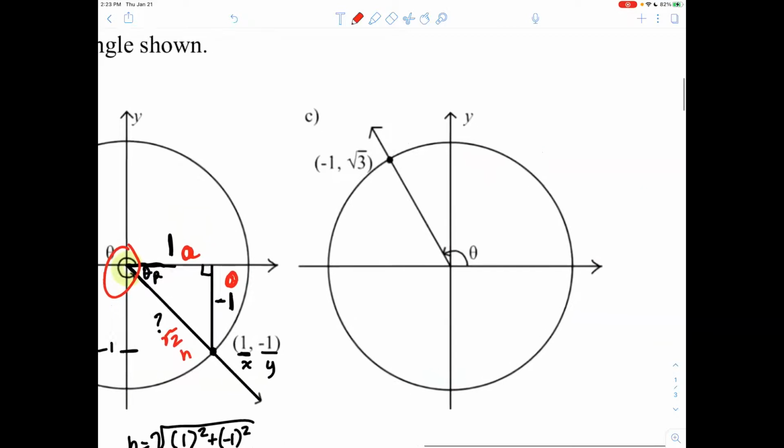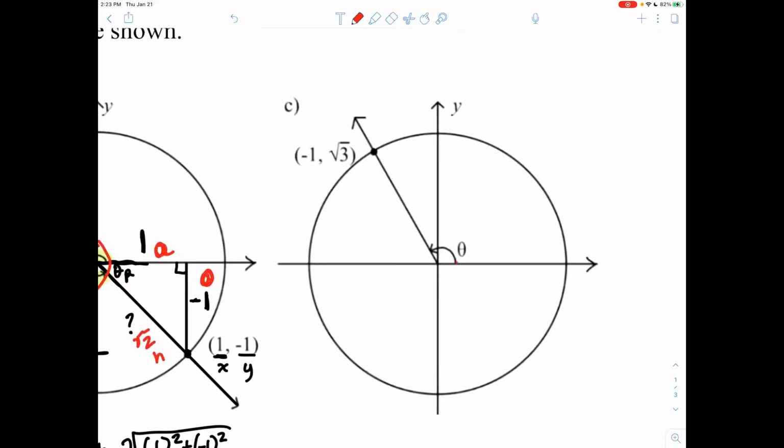Okay, so let's think about C. So C, angle theta, you have this acute angle here, and what we want is to create a right triangle. So we're going to take the point that's on the terminal side at -1, square root of 3, drop a vertical line down to the x-axis, and then identify theta's reference angle, because remember again that it has to be an angle at the origin. So here's your opposite, your adjacent, and your hypotenuse.